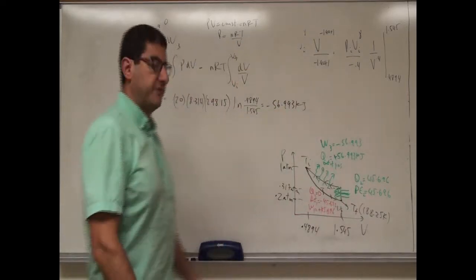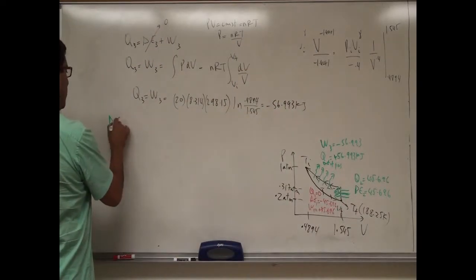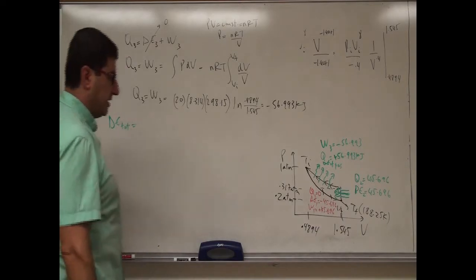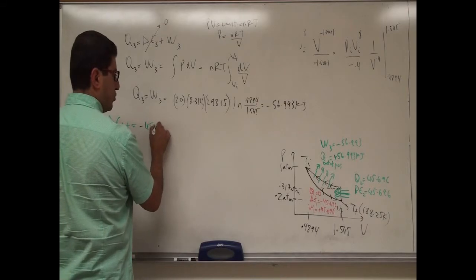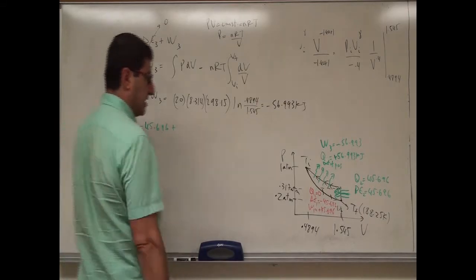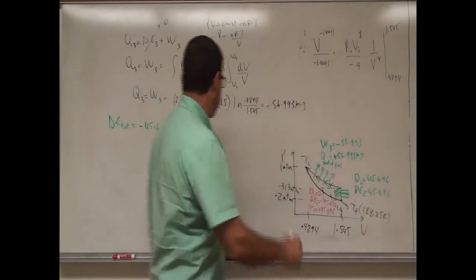So now if we sum all of these up, what should happen? Delta E total is going to be, well, here in the first stage you have negative 45.696. In the second stage, 45.696.